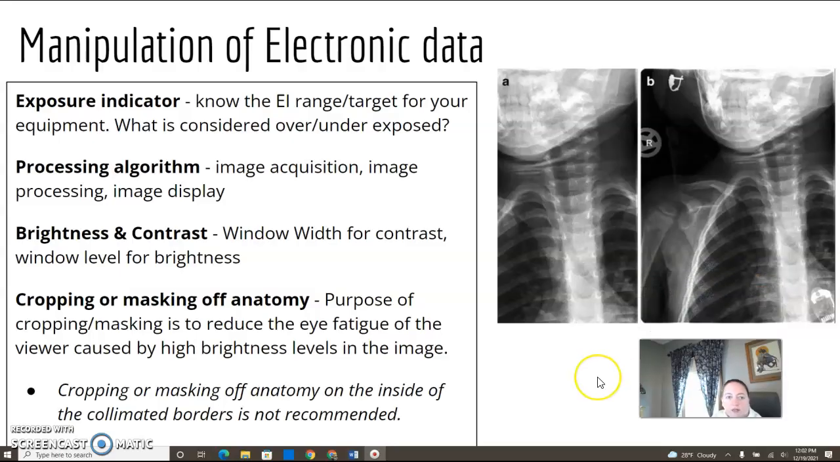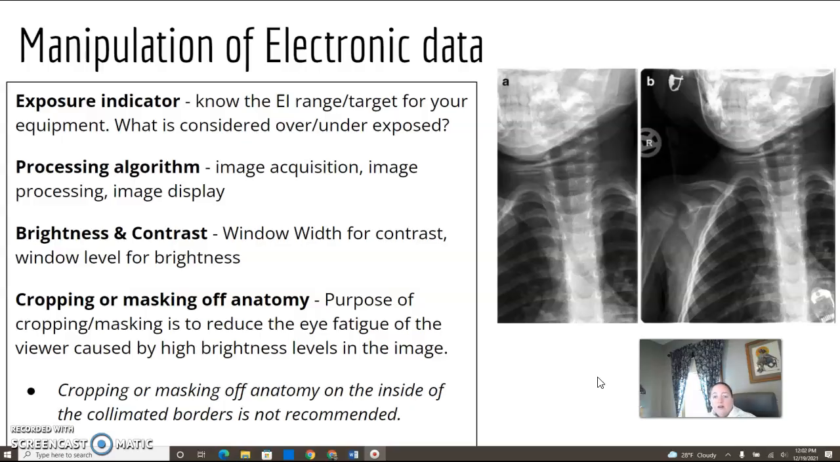Manipulation of electronic data is something I feel like we're coming into and need maybe a little bit more information about, but let's start with exposure indicator. Your EI range, as a technologist, you should know what an acceptable EI range is for your equipment. And as we know, it's a little frustrating because they're all different.